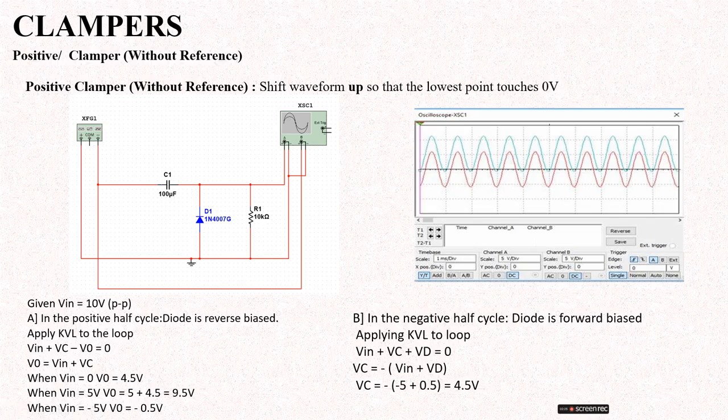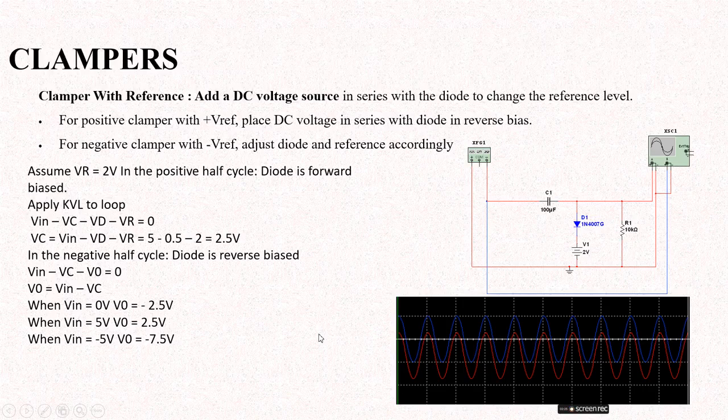Once the completion of this negative clamper, now we need to check applying the external bias voltage to these circuits, negative clamper and positive clamper. So this is a circuit, you observe that I'm using negative clamper by applying the DC source. This DC source is connected in series with the diode. So 2 volt.